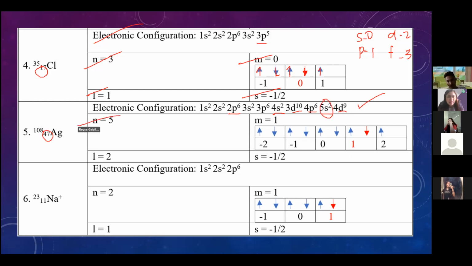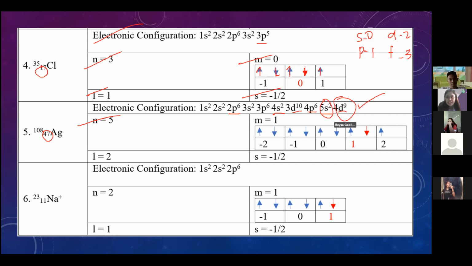So we have n is equal to 5. So look at the periodic table. Silver belongs to the period number 5. So when looking at the principal quantum number, it doesn't matter if it is found in the center or in the terminal or the end. Basta pinakamalaki siya na energy level, that will be your principal quantum number. Now again, starting from the azimuthal, we will be looking at the last configuration.